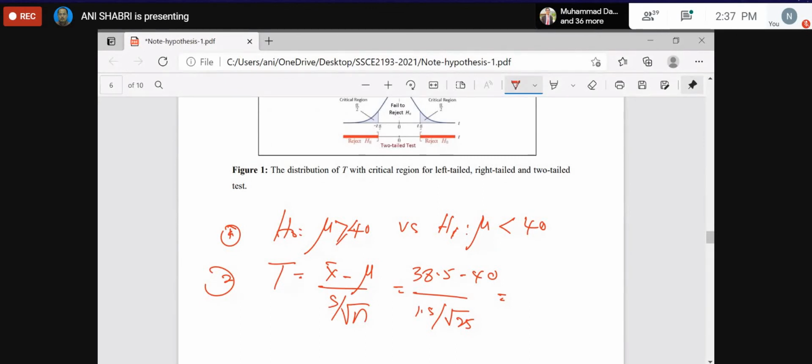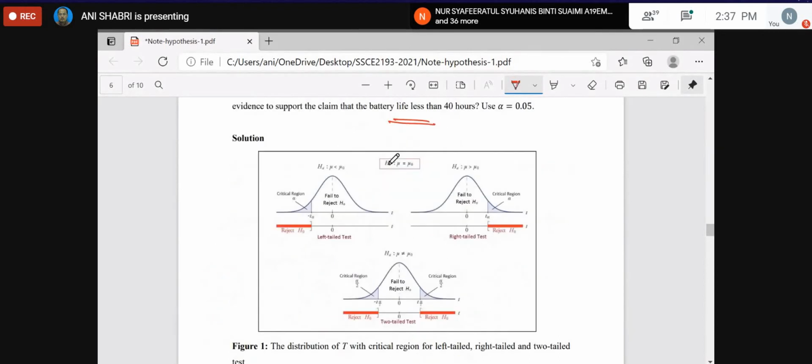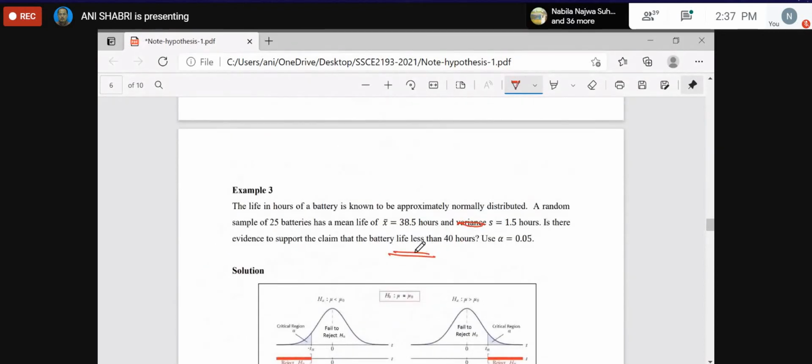Doctor, how do we determine that H0 is mu greater than 40? Look at the claim. This one is the claim, and this one is less. The claim is for the null hypothesis and the alternative hypothesis. This one is for the alternative hypothesis: mu is less than 40. H1 is less than 40. Look here.